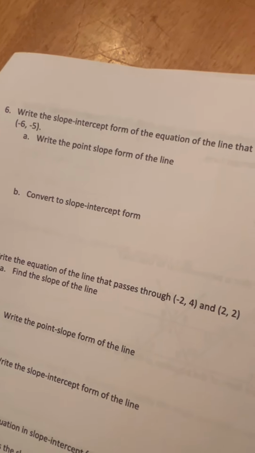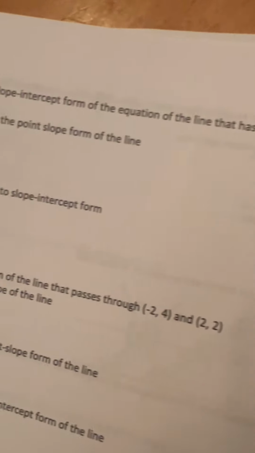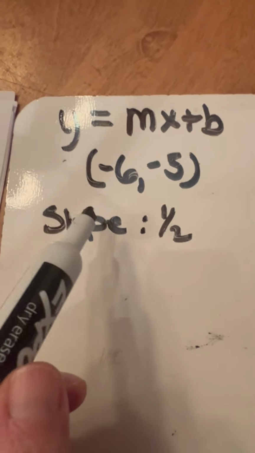All right, I'm doing this question. It says, write the slope-intercept form of an equation that has a line with a slope of 1/2 that goes through (-6, -5). So let's start there. What we're gonna do is our slope is 1/2, and we know x and y are these two numbers.